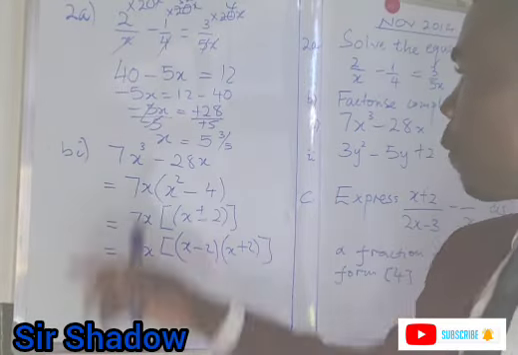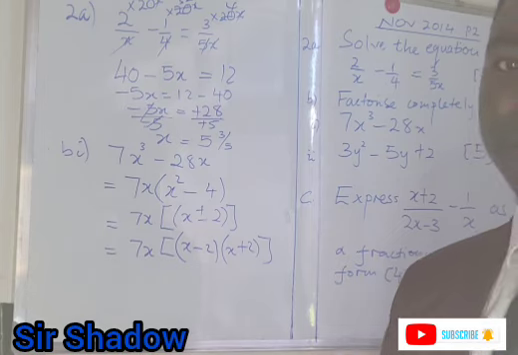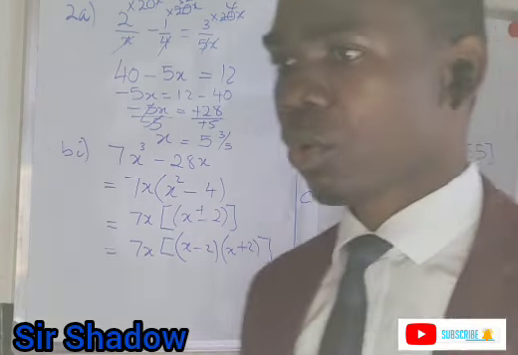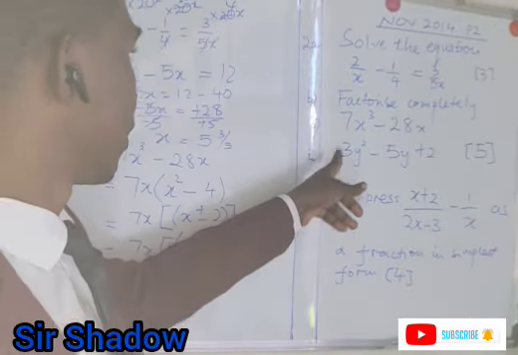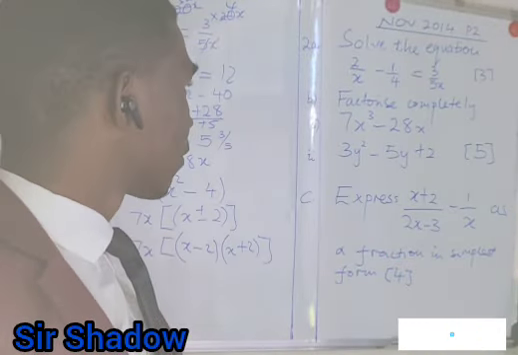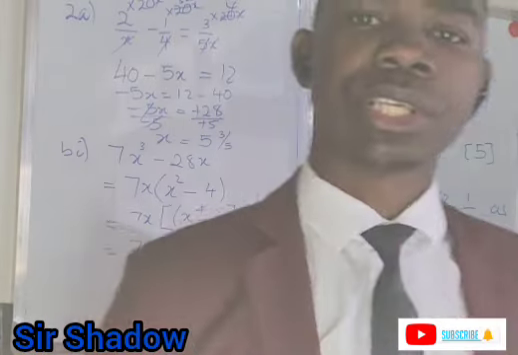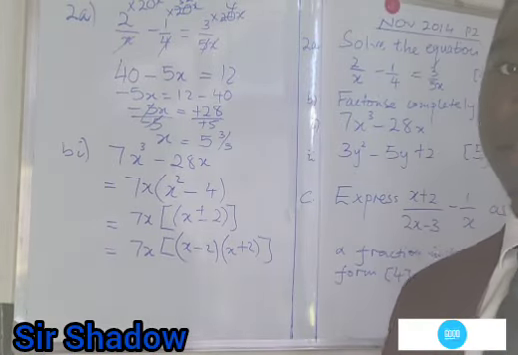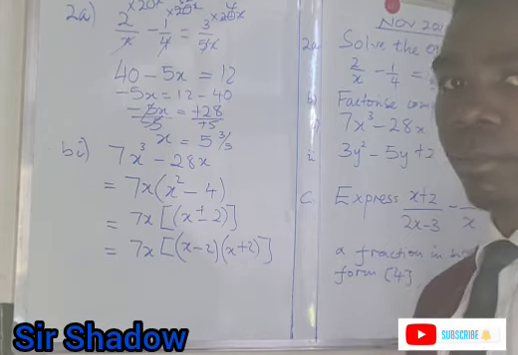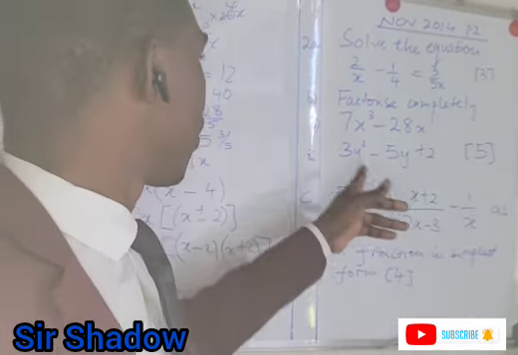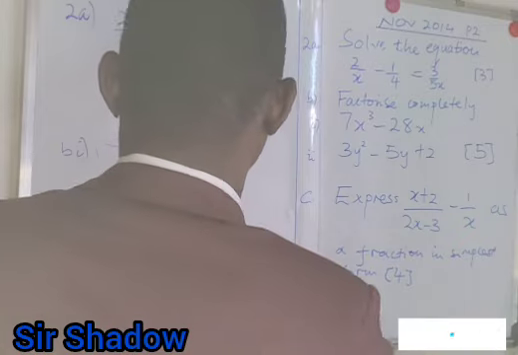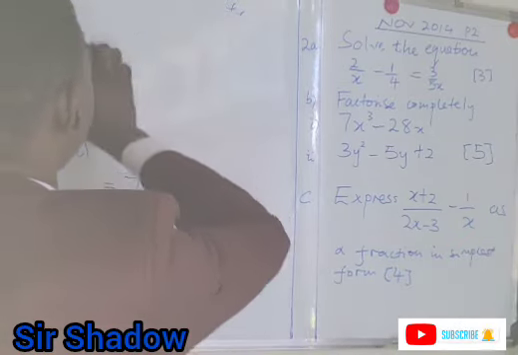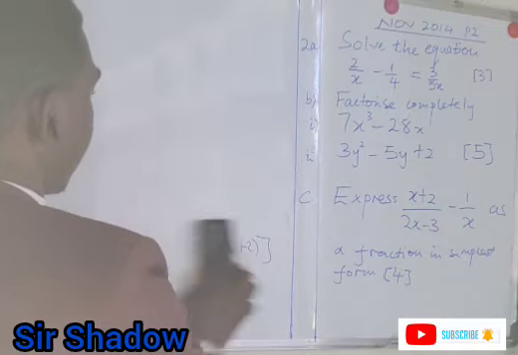So this is how to factorize 7x cubed minus 28x. We are done with item 1, and I'm sure there are no questions on item 1. We were asked to factorize 7x cubed minus 28x. Let's now move on to item 2.